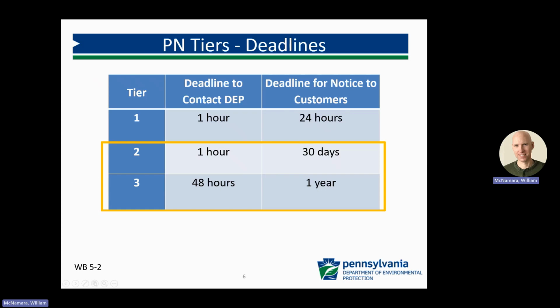For Tier 3 situations, systems are required to contact DEP within 48 hours of learning of the violation, and the system has then up to 1 year to issue Tier 3 public notification. So many systems tie this in with the annual consumer confidence report if the timing works, and we'll discuss more of that.